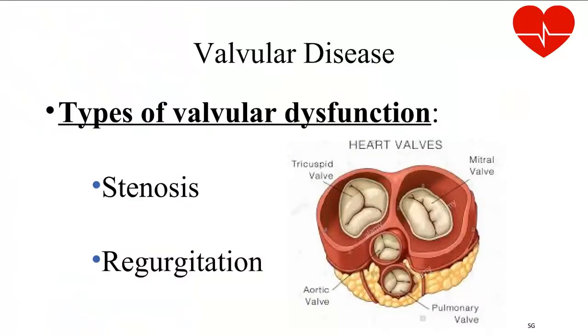So we have some variations in normal, and today we're going to be talking about stenosis and regurgitation. Stenosis or regurgitation can happen in any of these four valves. And you can see by this image that all of these valves have 3 leaflets with the exception of the mitral or bicuspid valve that has 2 leaflets. So tell me, what is stenosis? Tell me the definition of stenosis.